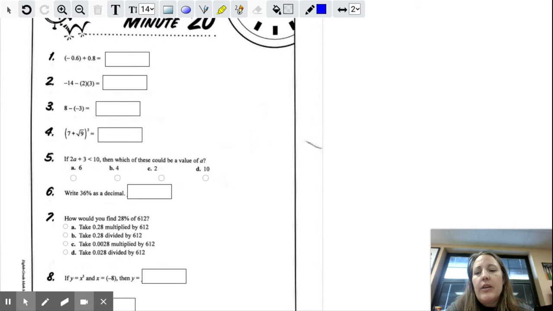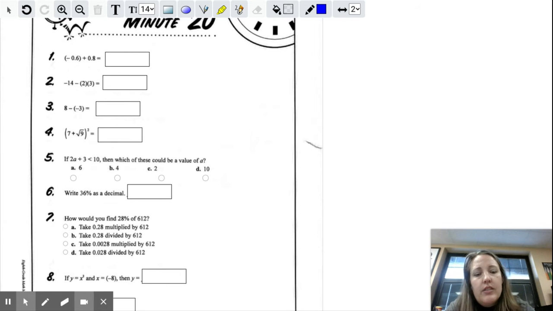So just to clarify what number 5 is saying: 2 times some number a, plus 3, is less than 10. We haven't talked about those symbols for quite a long time. So it gives you some values and you have to say which value for a could actually make this true. If I take a 6 in there, 2 times 6 is 12, plus 3 is 15. Is 15 less than 10?